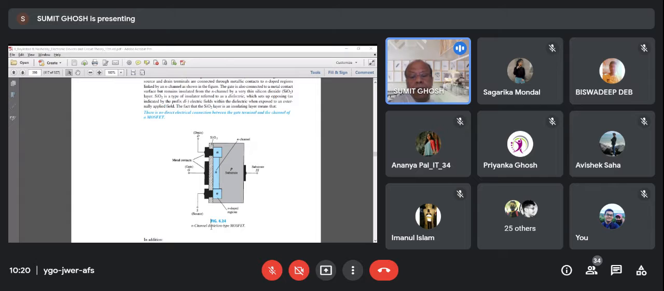We have another type of MOSFET called enhancement type MOSFET. There also it can be N channel or P channel. So everything is clear now. You should get a broader picture first before going into the details, the micro level structure. Is everything clear? Vishwadeep, Ananda, Shagarika, Priyanka? Yes, sir.